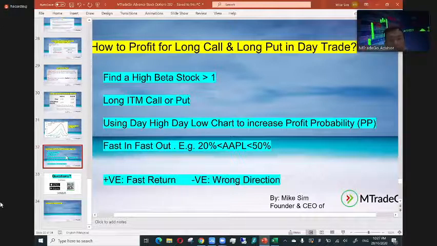Okay, actually when you are in the money, definitely there's all the intrinsic value already plus the extrinsic value. You get me or not? So basically your profit probability is by using the day range, meaning that you don't blindly enter. You short entry, no, cannot. You must wait until the day low and day high.